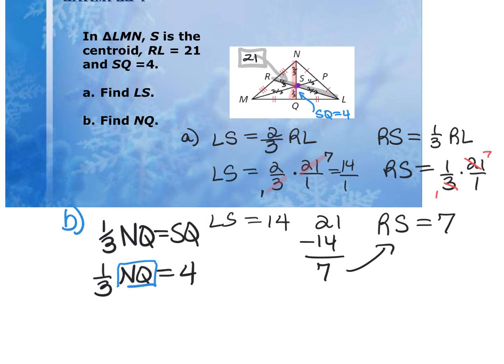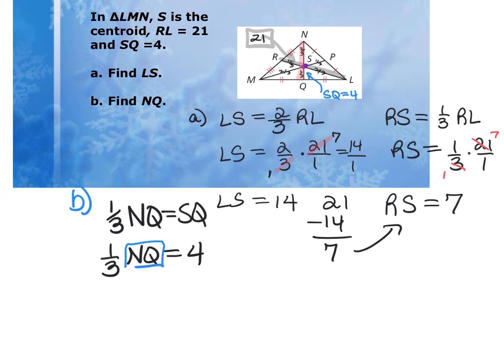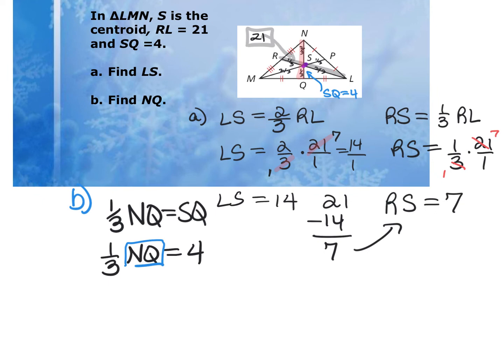So 1/3 times the length of NQ. To undo multiplication, I'm dividing by 1/3. If you think about when you divide fractions, you're doing keep, flip, change, or stay, change, change. So really what I'm doing is multiplying both sides by 3, or the reciprocal of 1/3. And my answer here simplifies: NQ is equal to 12.